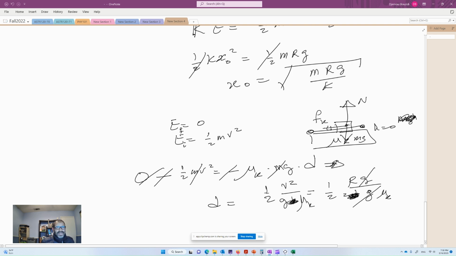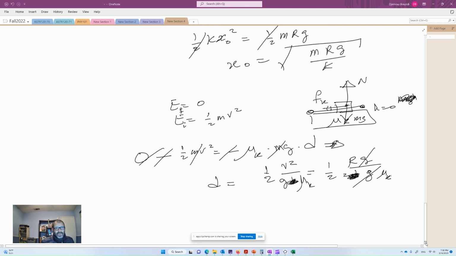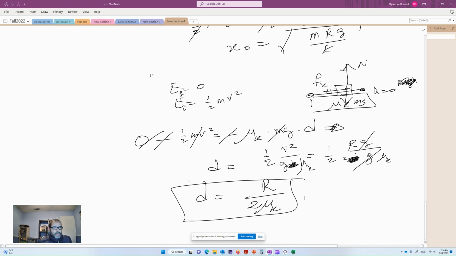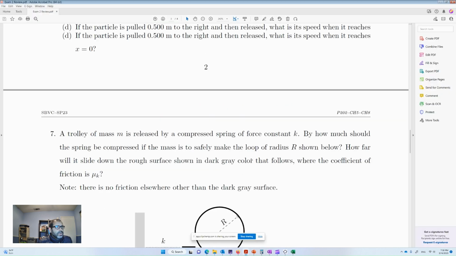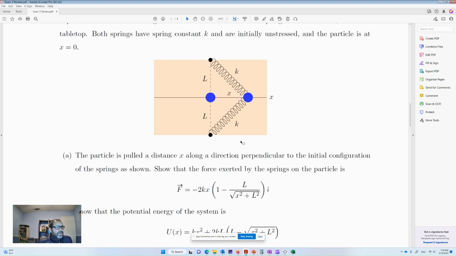Okay, so at the end we find that d is equal to just r over 2 mu k. The distance d is equal to r over 2 mu k. Okay, that's basically the answer to that question. Let's move along. Again, you're supposed to do the whole review by yourselves, and if you have any questions, please let me know. Again, we did this in class also. It was an extensive one.